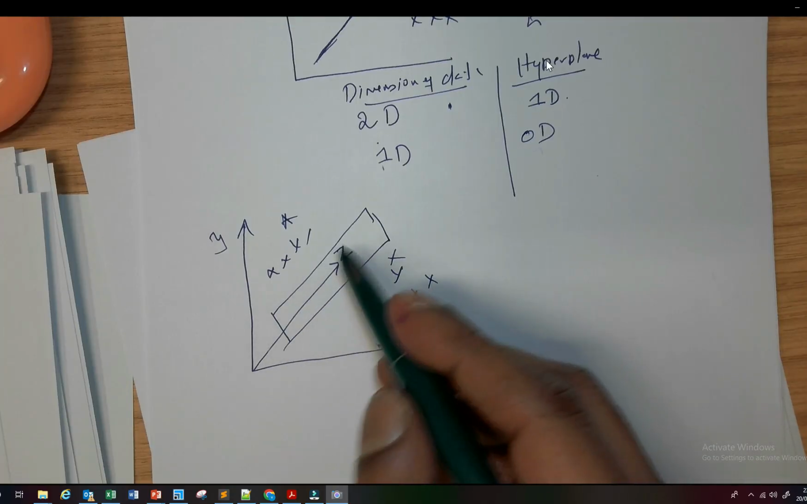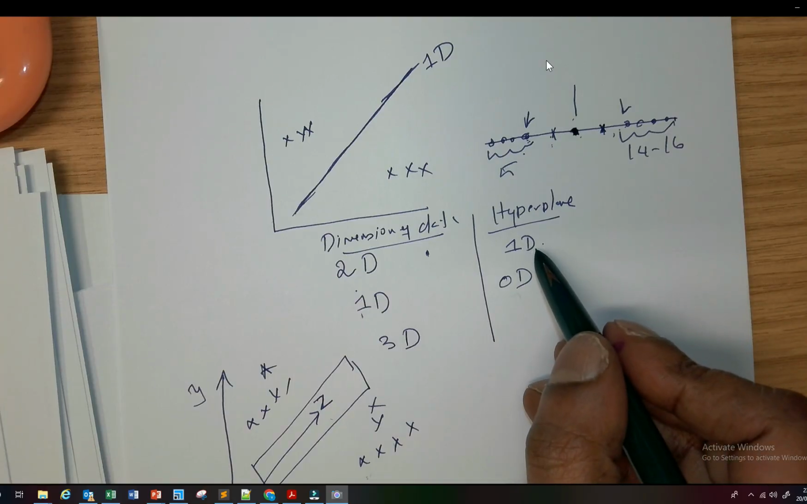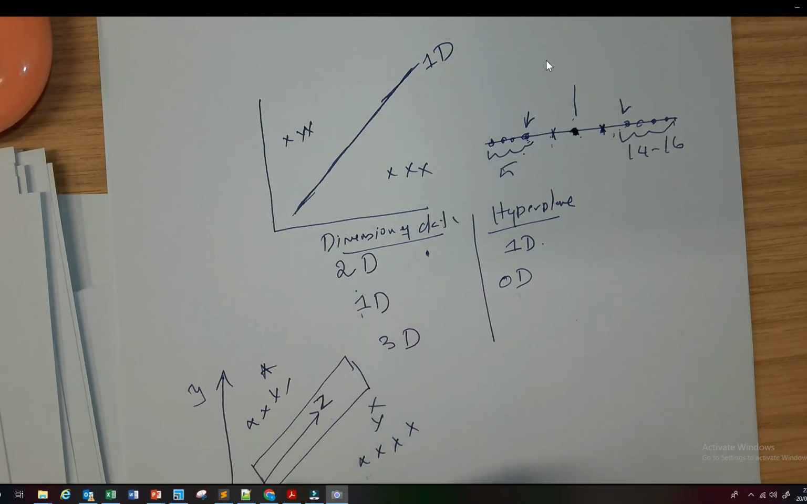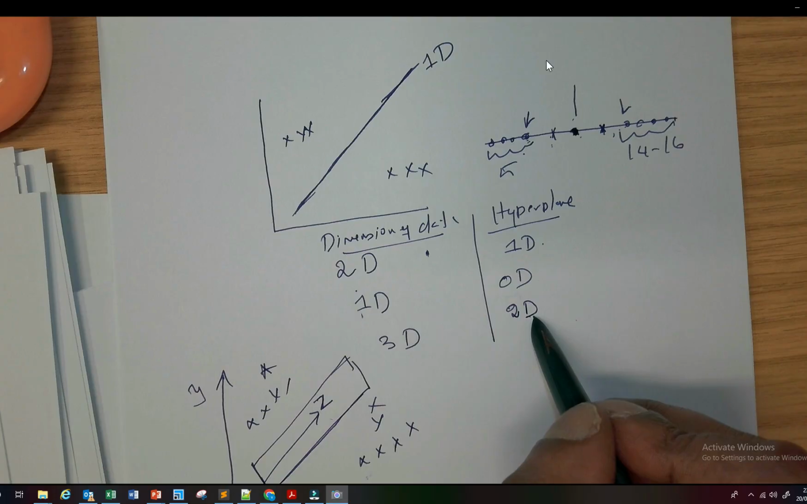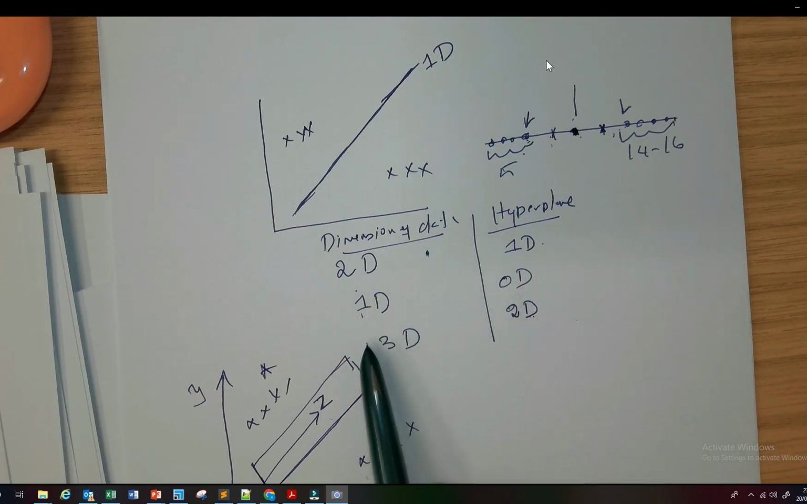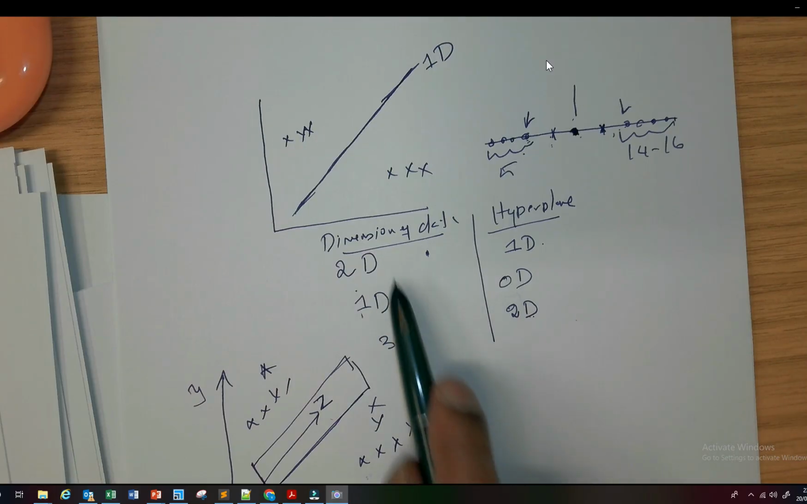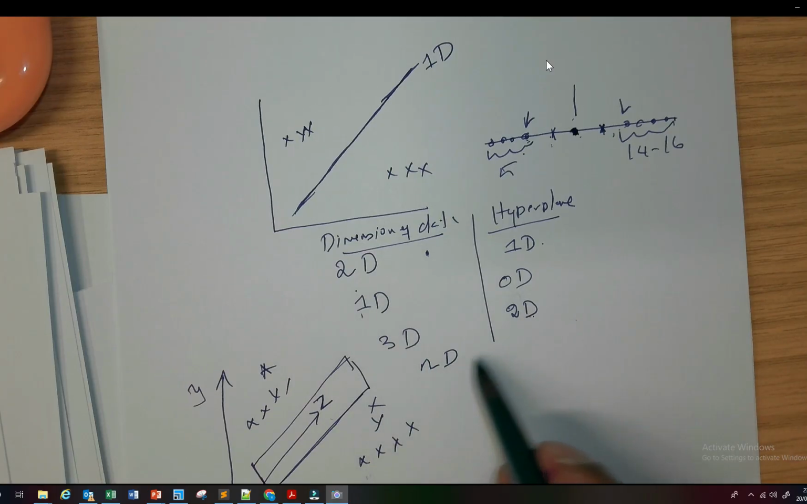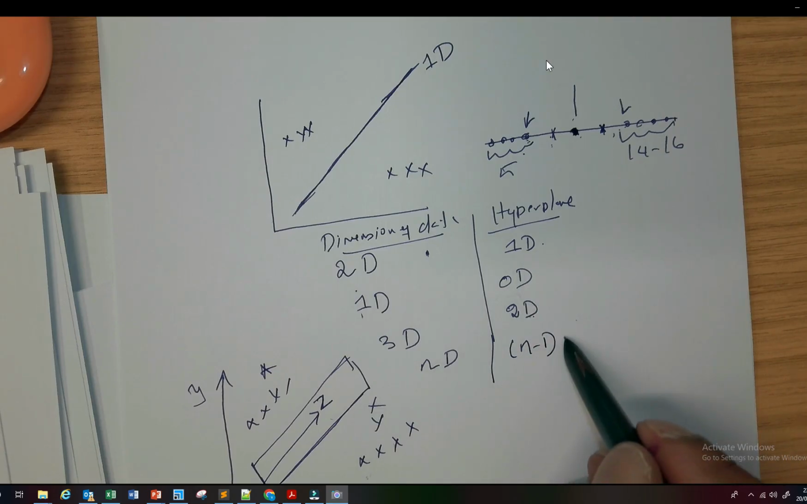If the dimension of data is three-dimensional, or 3D space, then your hyperplane is a plane, isn't it? Which means you have some direction here, another direction here, so it becomes 2D. Your hyperplane will be two-dimensional. So if the dimension of data is 2D, the hyperplane will be 1D. If the dimension of data is 1D, the hyperplane will be 0D. If the dimension of data is 3D, your hyperplane will be 2D. If the dimension of data is n-dimensional, then the hyperplane will be n minus 1 dimensional.